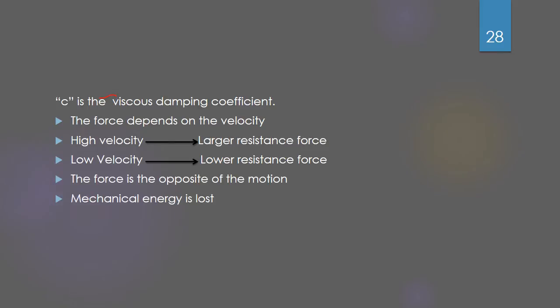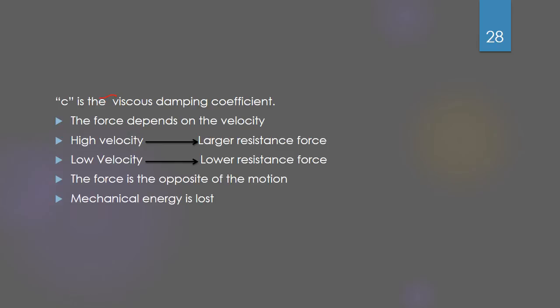Now viscous liquids have a coefficient called the viscous damping coefficient, which is called C. The resisting force that occurs depends on the velocity at which we are pulling or pushing the damper itself. If we pull or push with a high velocity, there will be a larger resisting force due to the fluid that is present in the dashpot itself. Also, if you do it slowly, there will be a lower resistance force.